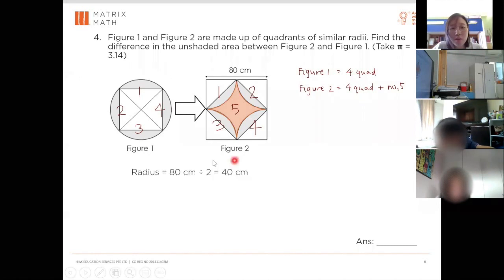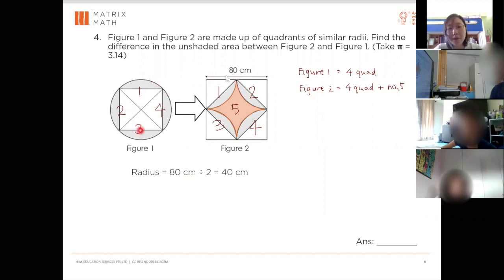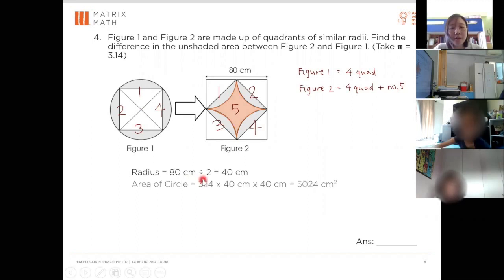Okay, when you want to find area, of course you will need the radius first. Just now Tianping asked a very good question: how is this 80 formed in figure 1? So 80 is also the diameter in figure 1, because 80 is the diameter of these two quadrants together. So you find the radius. Once you have the radius, now you can go and find the area of the circle.